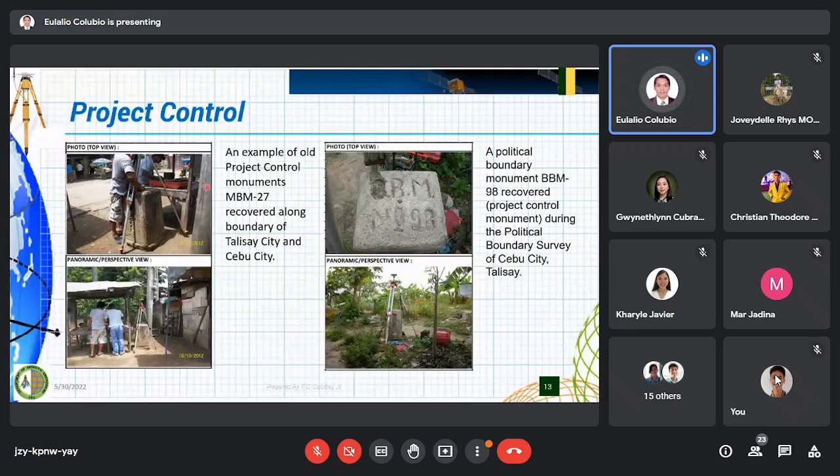So, if you notice, the height is up to the waist, and it's around 40 by 40 at the top, and at the bottom I think it is 50 by 50 centimeters, its dimension at the bottom.